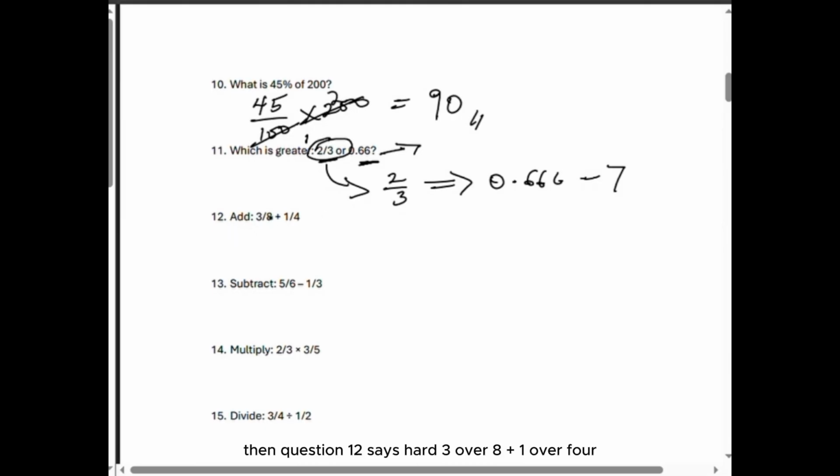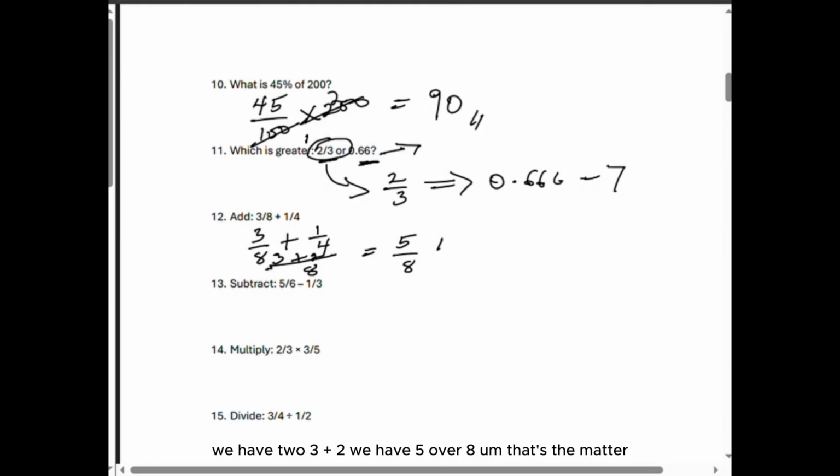Then question 12 says, add 3 over 8 plus 1 over 4. You need to find a common multiple. We call it LCM, and that's going to be 8. 8 is the lowest common multiple. And so 8 divided by 8, we have 1. 1 times 3, we have 3. Plus 8 divided by 4, we have 2. 2 times 1, we have 2. 3 plus 2, we have 5 over 8. That's the math here.